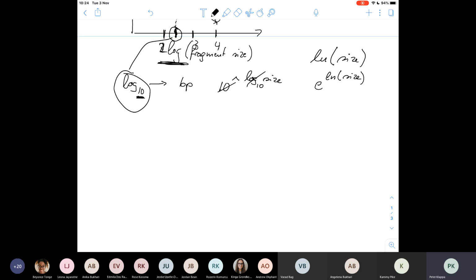But as long as you use logs for plotting and not the direct number, then you will always get a straight line. Some people use ln, but they are really in the minority. Usually it is log 10 that people use. Okay, so that was DNA and RNA, and we can very easily determine then how big a fragment is.